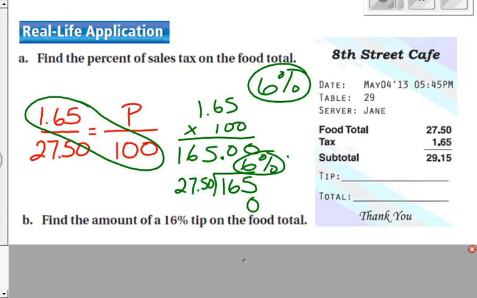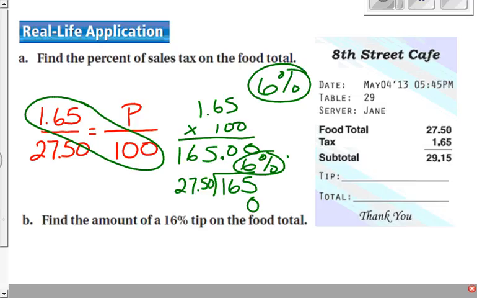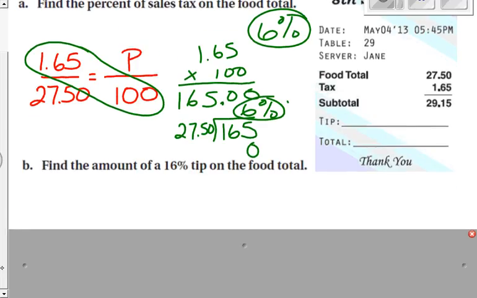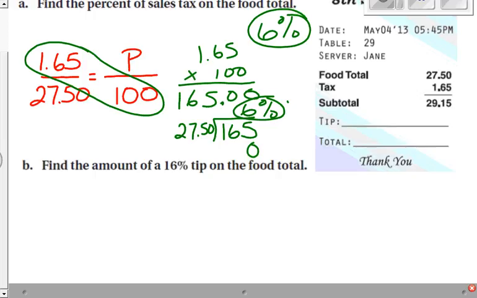Letter B says find the amount of a 16% tip on the food total. So again, we're going to do our is over of. You know, 100 is going to go on the bottom right. 16%, since it's a percent, is going to go over 100. And they want to know of the food total. So again, we know that 27.50 is going to go on the bottom left. X is going on the top.